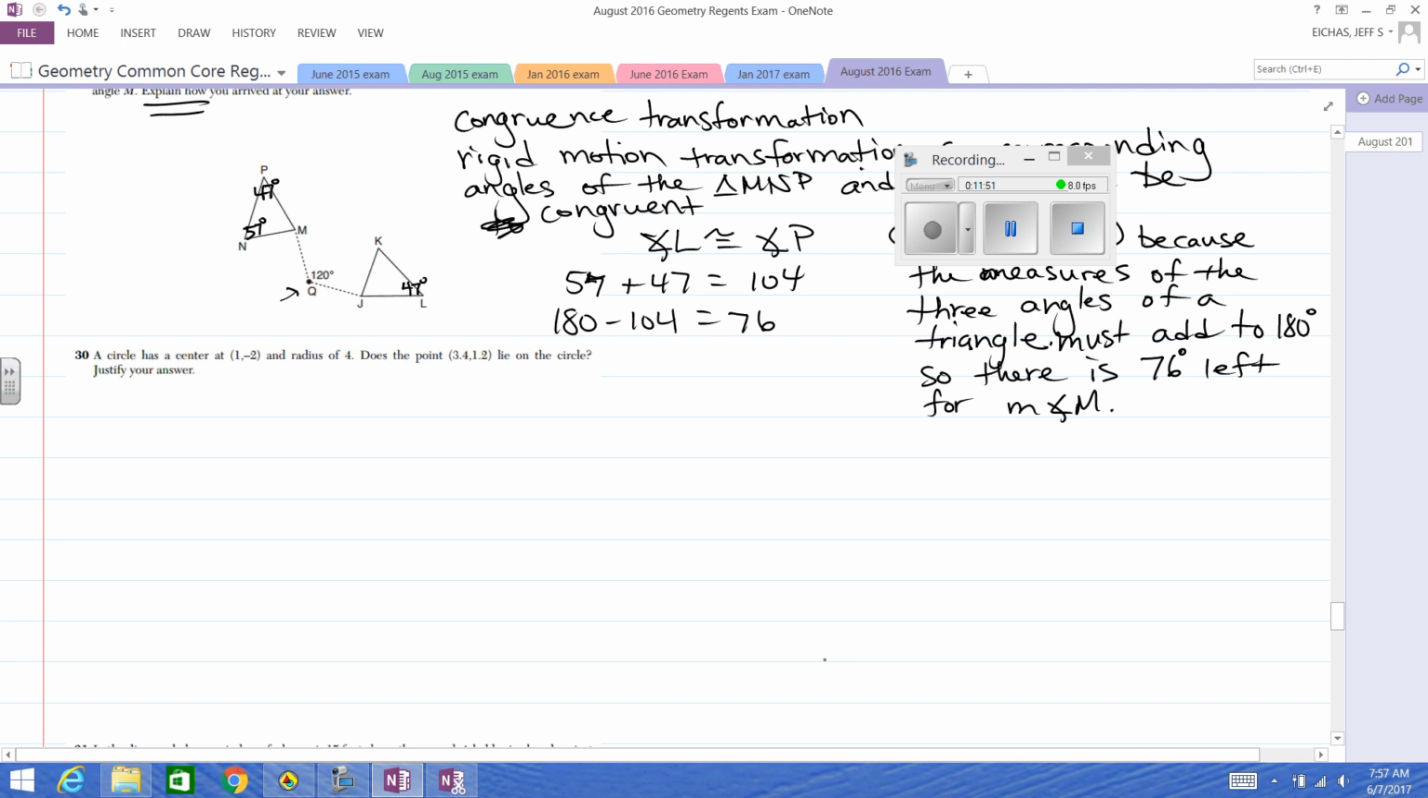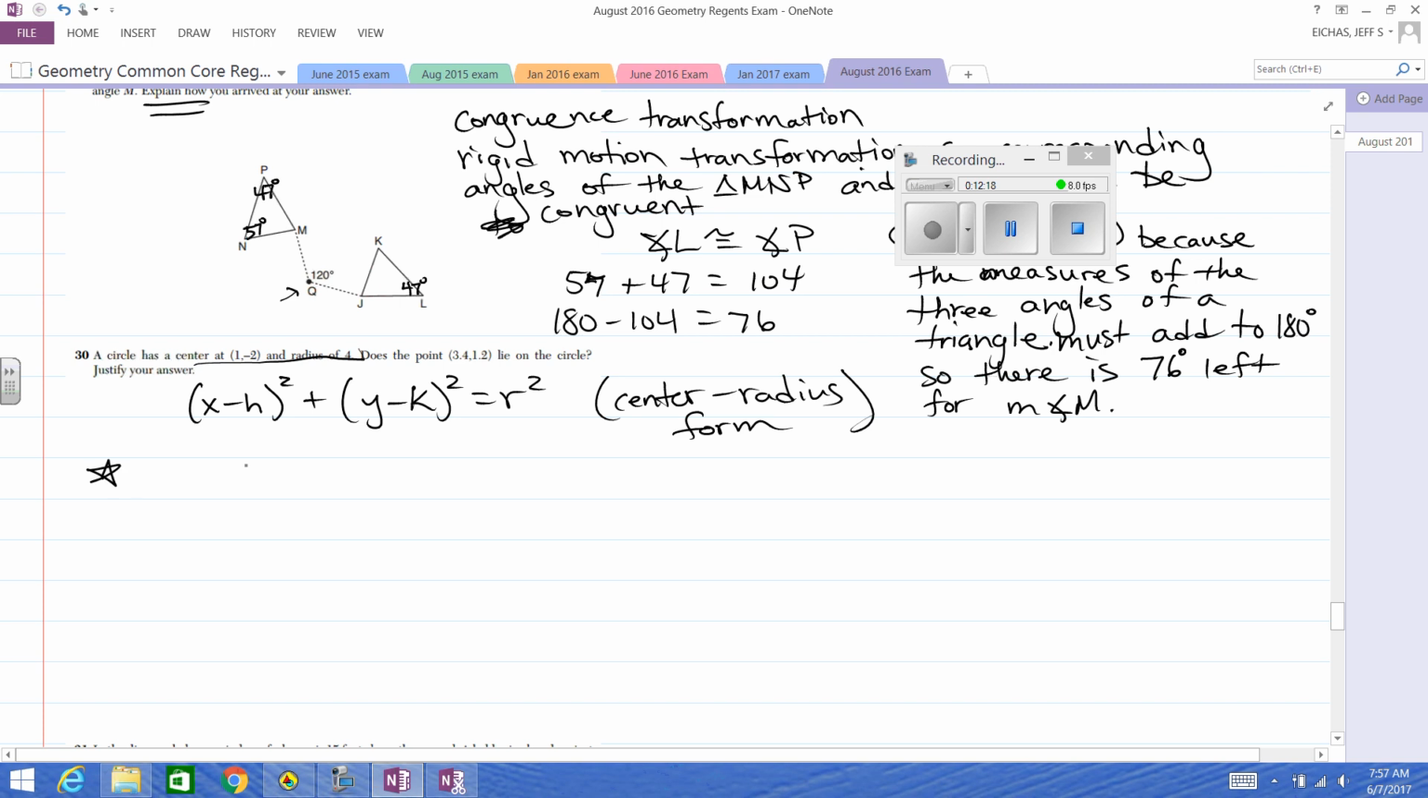Now, the way to do this algebraically is to understand the equation of a circle in center radius form. This right here is center radius form for the equation of a circle. Now, we've got to get to that point. We've got to write the equation of the circle that has this center and radius. So here it is. For this particular one, we're going to say it's x minus 1 squared.